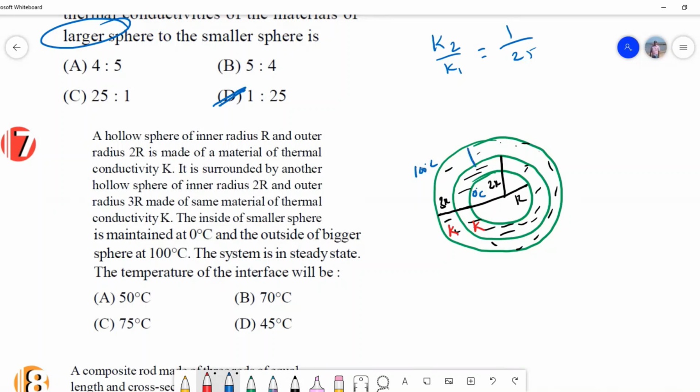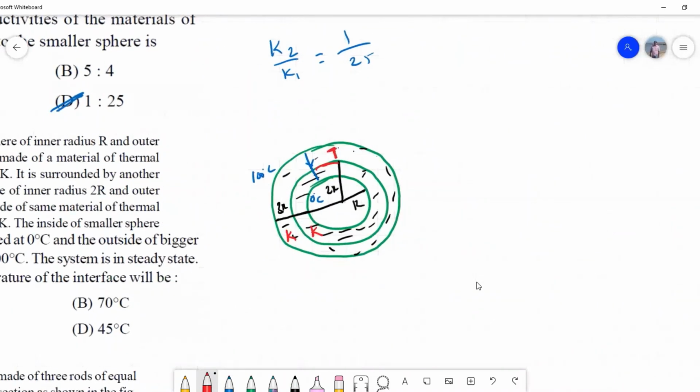So heat will flow in this direction. This is the rate of flow of heat. Because the system is in steady state, let us consider the temperature at the interface of these two. Let's take that temperature as T. It is a radial flow of heat. So for radial flow of heat, thermal conductivity K is equal to H upon 4 pi into (T1 minus T2) into (1 by R1 minus 1 by R2). Let us apply this formula and we'll easily get the answer.